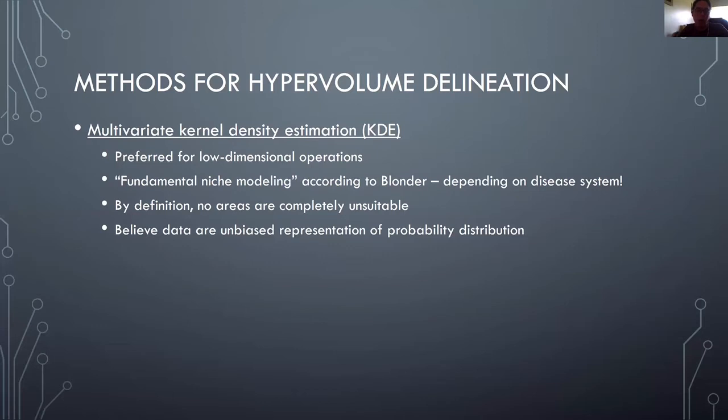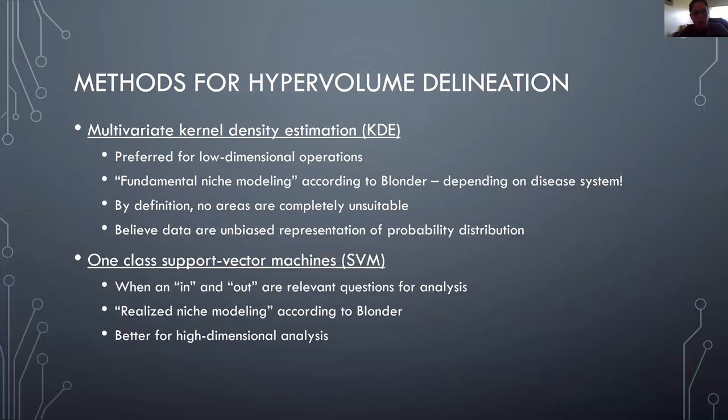And this is just because of the inherent nature of the probability density functions that are used to understand the shape of the hypervolume. In general, you have to believe the data that you're using are unbiased, and that they are a good representation of the actual probability distribution. So in disease contexts, you're going to be looking at areas with potentially very good surveillance to be able to understand this.